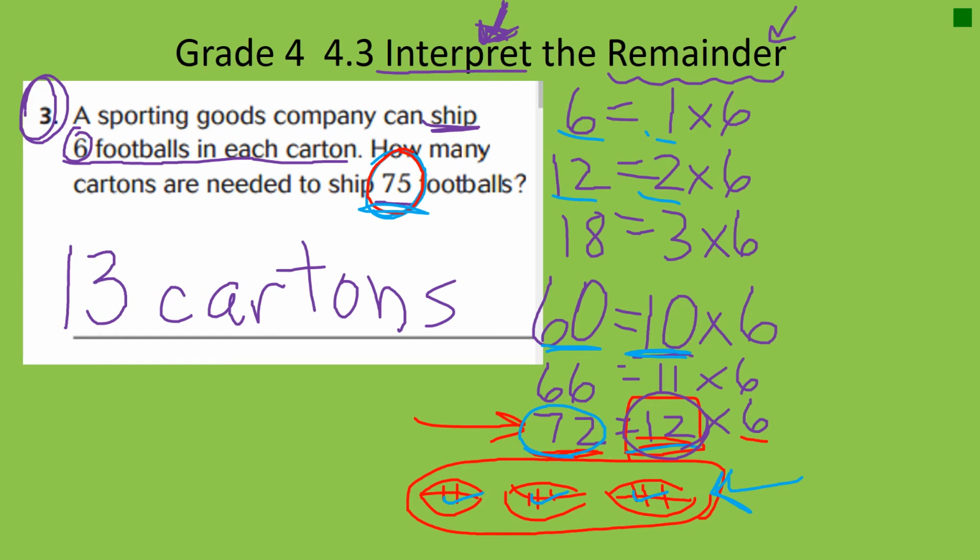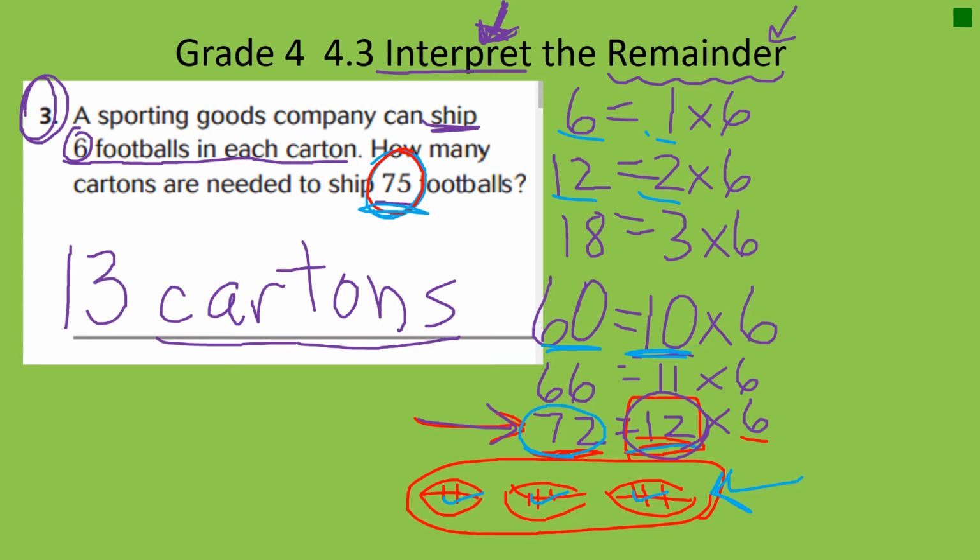12 cartons would have only fit 72 footballs. And you can't just tell people, nope, sorry, you can't get 75. No, you get another carton out. 13 cartons. That's what we mean by interpret the remainder for what's happening in the real world, right? Because nobody says, oh, I want 72 remainder 3 footballs. No, we don't do that.